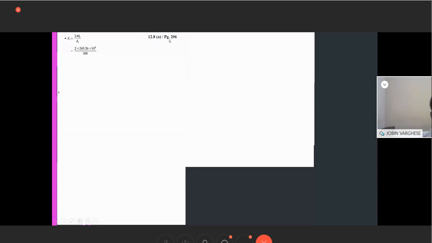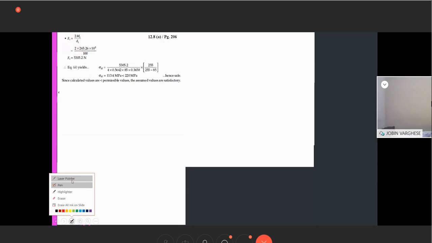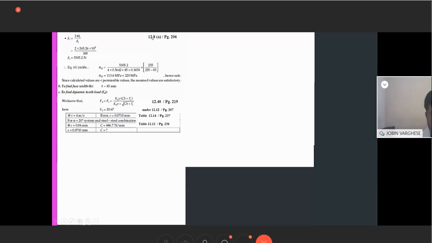Okay, I will show you. I had hyperlinked it here, so you can go to 12.8a, page 206, to find the equation FT equal to 2MT by d1, and you can calculate the FT. Once all is given, we can go on to find the sigma D, which I have already shown, and substituting all the values in this, we get 1134 megapascal, which is less than 220 megapascal.